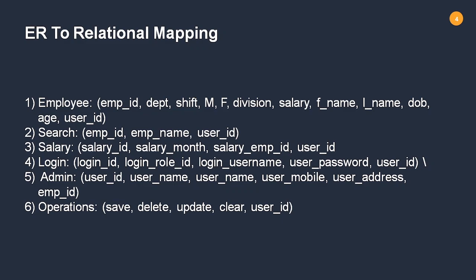Search includes employee ID, employee name, user ID. Salary includes salary ID, salary month, salary employee ID, user ID. Login includes login ID, login role ID, login username, user password and user ID. Admin includes user ID, username, user mobile, user address and employee ID. And finally, operations include save, delete, update, clear and user ID.